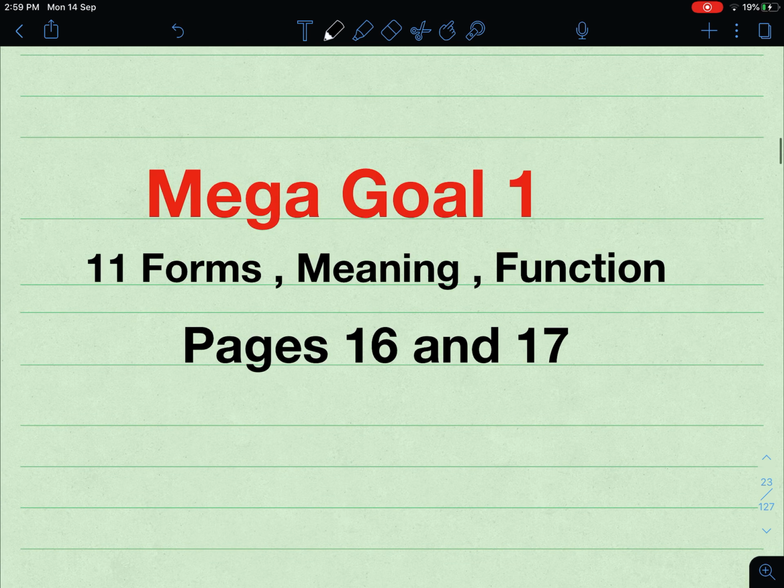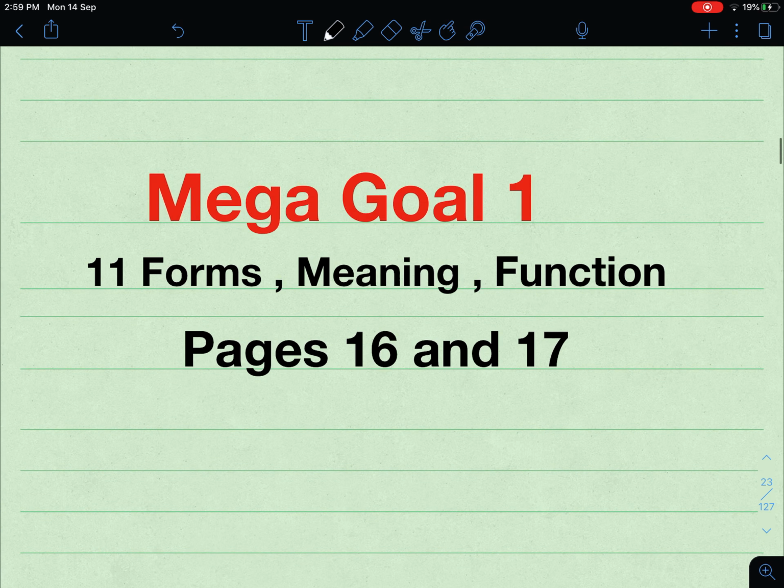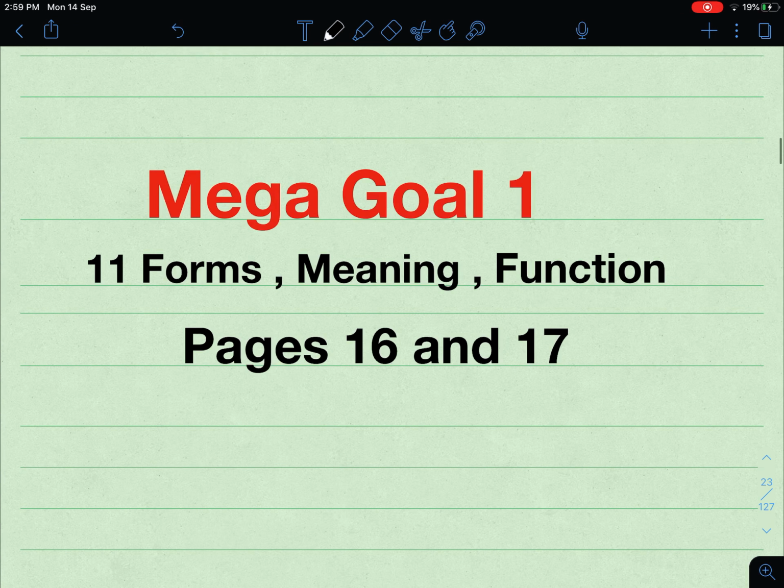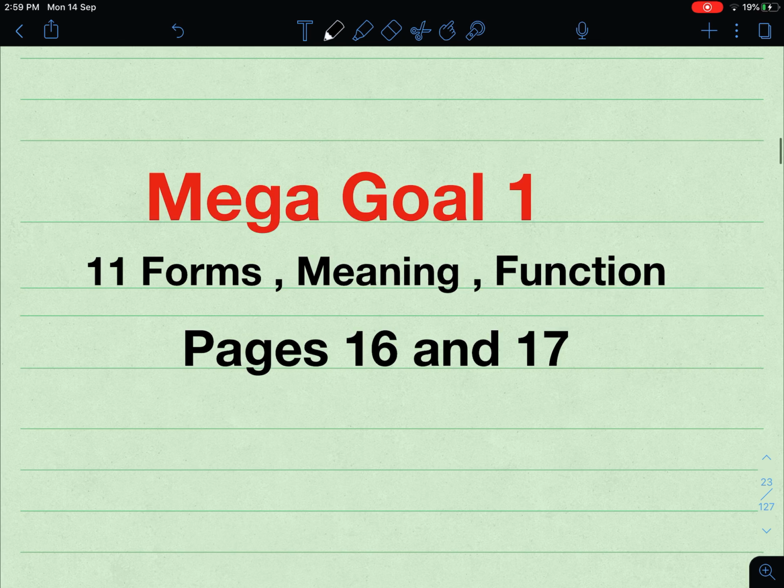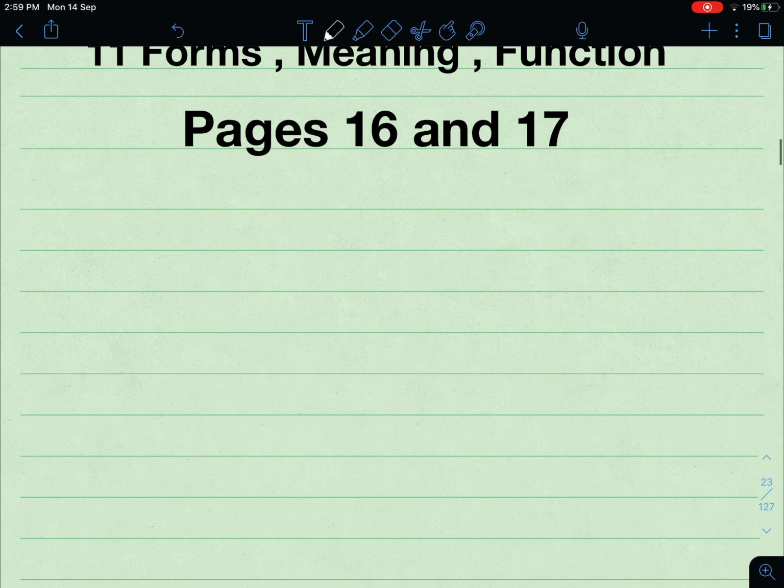This is the last lesson in unit number 1, big changes, 11 forms, meaning and function, pages 16 and 17. آخر درس في الوحدة الأولى, and this lesson is mainly a revision of something that you have already studied. عبارة عن مراجعة لشيء درستوه من قبل. So I promise you that this lesson will be an easy one. بيكون درس اليوم جدا سهل.